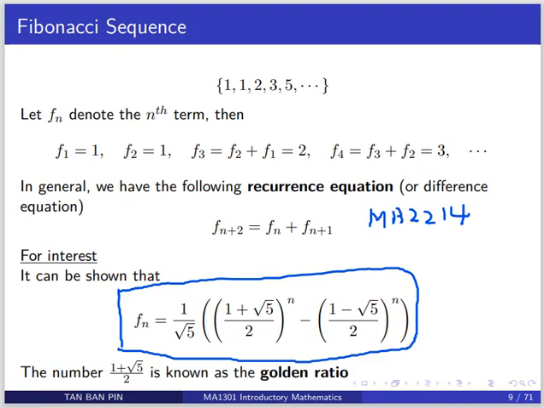By the way, this number, 1 plus square root 5 over 2, is known as the golden ratio, and it tells you how to take a nice photo. You can Google this and find out the answer.